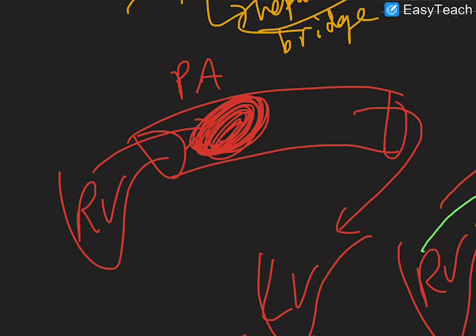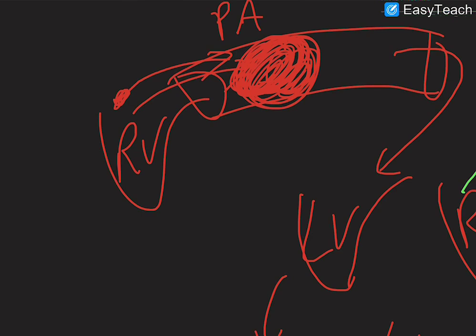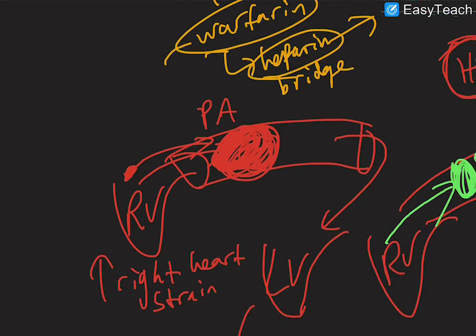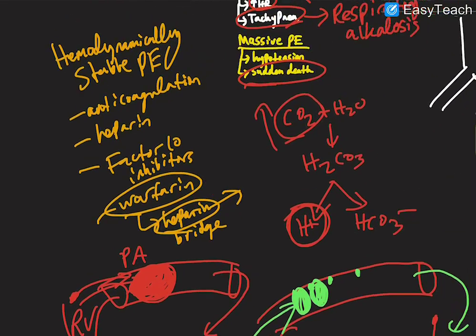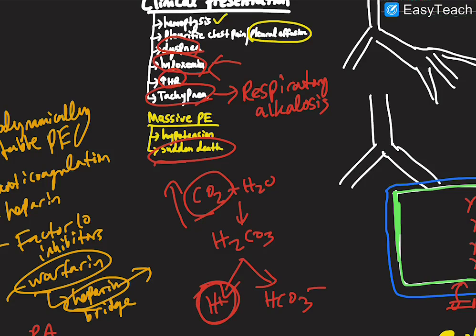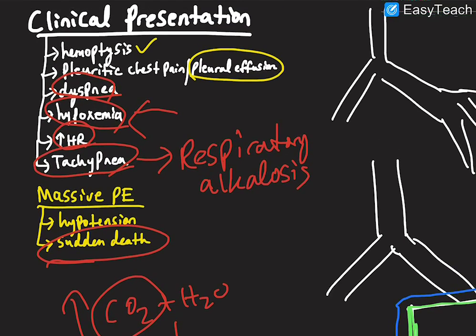All right. And remember, if you have a massive pulmonary embolism in your pulmonary artery like this, imagine how hard your right ventricle is going to have to work to pump blood against this. So this can increase the strain on your right ventricle. So you have increased right heart strain too in massive pulmonary embolisms. That's something to keep in mind also. So that's hemodynamically stable versus unstable. Okay, so let's move on and see what we have next.